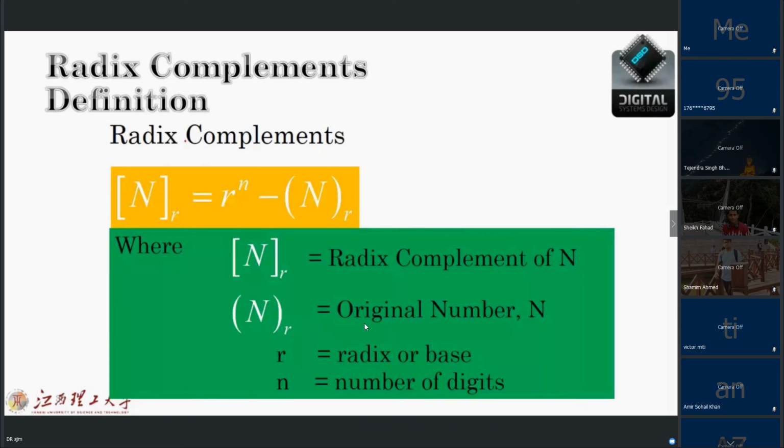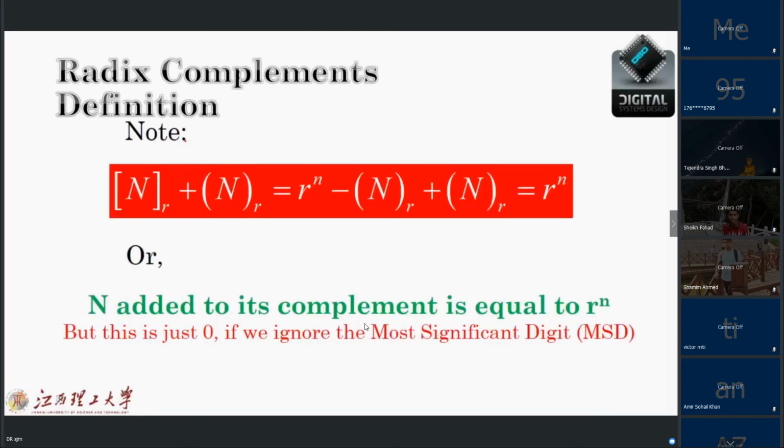Suppose if I want to say the radix complements definition, we can have this formula, which is N bracket with the r, which shows the radix complement of the N, and N will show the original number, which in this formula radix or base is r and number of digits are n. Note that N added to this complement is equal to r power n, and if we ignore the MSD or most significant digit, this is just zero for us.